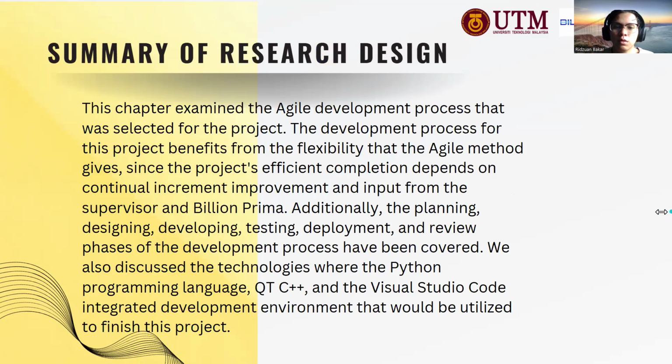And for the summary of the research design, it is the same as the previous PSM1. This chapter examines the project using the agile development process, which is really beneficial for PSM2, where changes or implementation can be covered easily based on the prototype already done since PSM1. Since the major objective of the system is the same, the technologies used in this project are also the same: the Python programming language, Qt++, and Visual Studio Code.